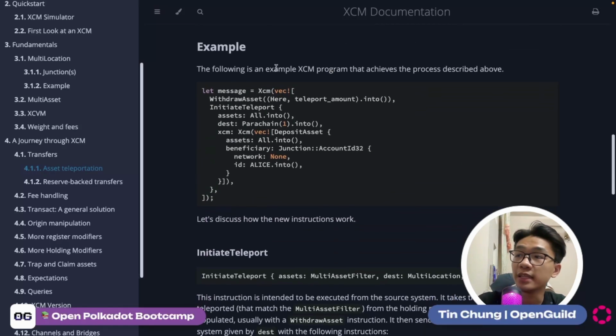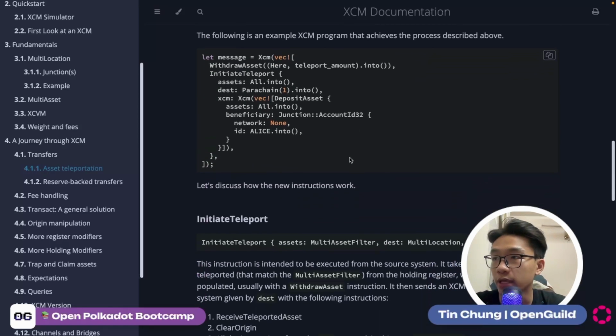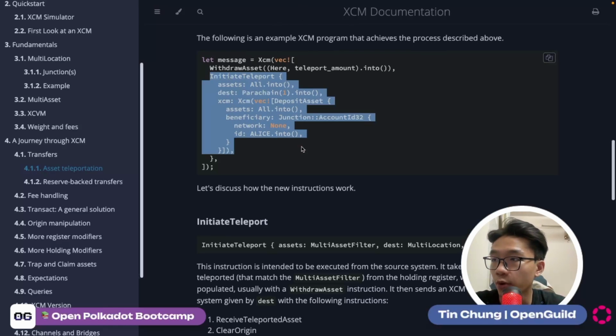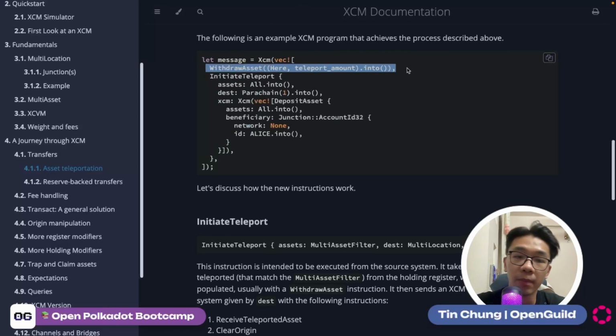Now we're gonna take a look at the example. Here's the following example that achieves the process that we described above. Before we initiate the teleport, we have to withdraw the asset from the pool first. As we already learned in the transfer, withdraw asset means withdraw the asset from the account of the current chain A and put it into the holding register of the XCVM.